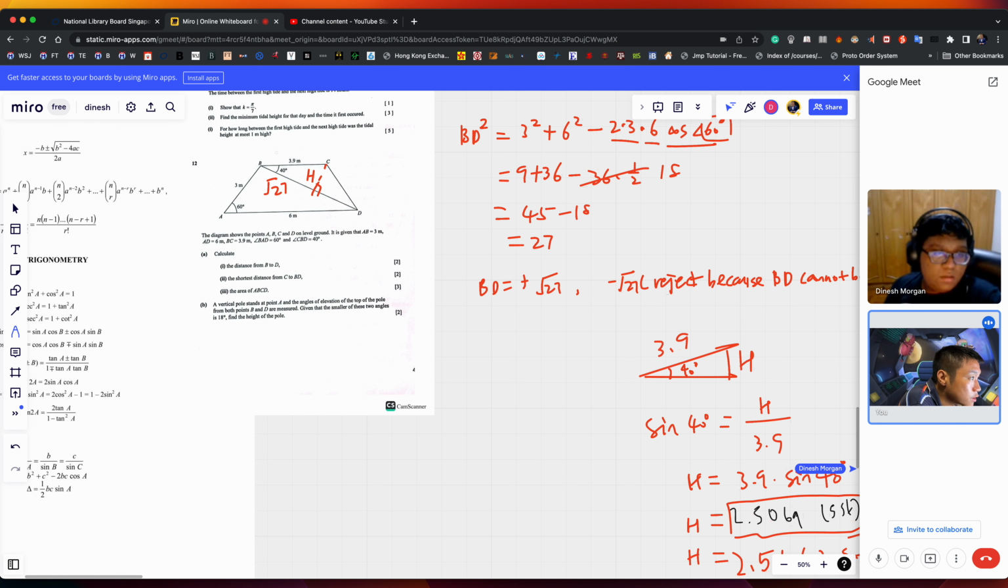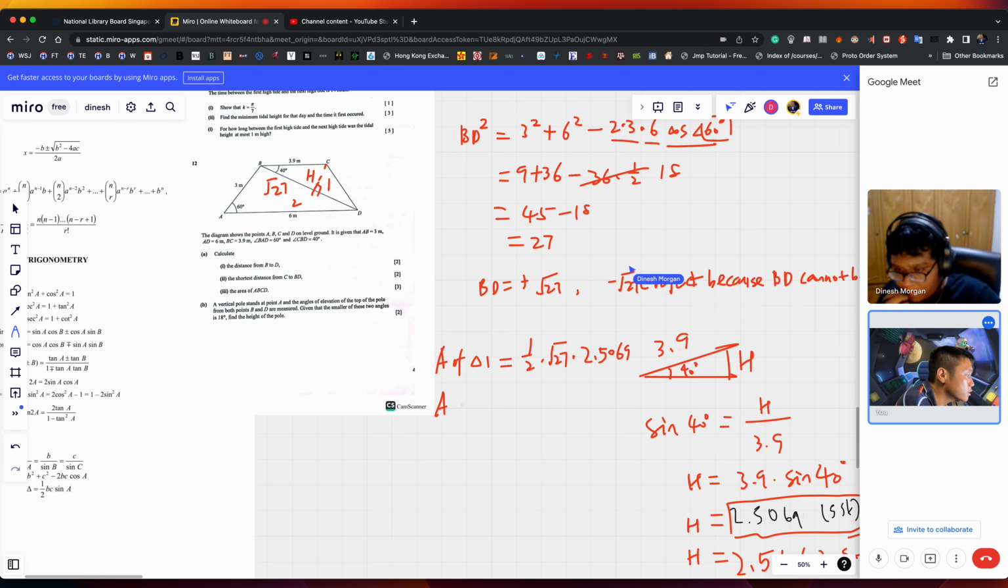The area of this ABCD. Okay, pretty easy. So this is triangle 1, this is your triangle 2. Your area of triangle 1 is half times base, which is your square root 27, times the height, which is the 2.5069, right? Yeah. So this is area of triangle 2.